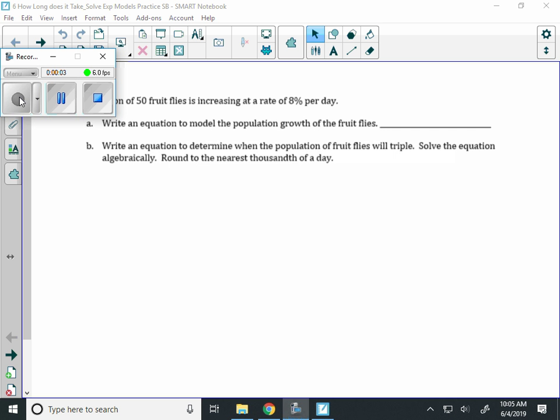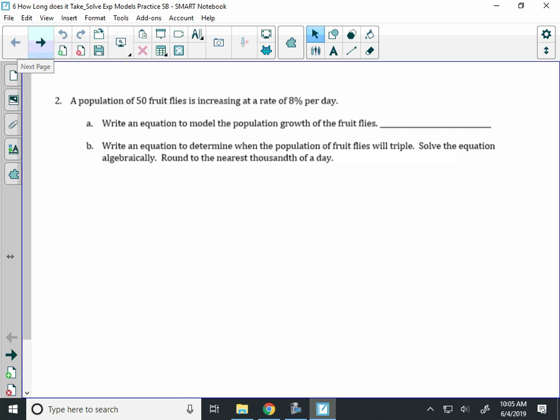Practice for lesson 4. I'm going to do numbers 2, 4, and 5. Number 2 says, a population of 50 fruit flies is increasing by 8% every day. So we start by writing the exponential model. Y equals. Now remember, our starting value is 50. That's the first number you write.